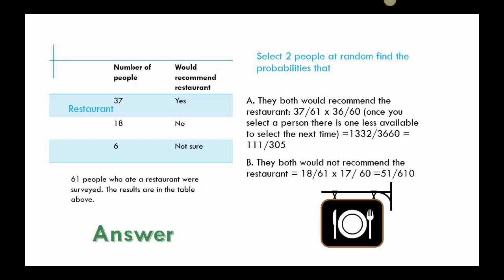For part B, they both would not recommend the restaurant. Well, there were 18 people who wouldn't out of 61. Once I pick one of those, I don't have 18, now I have 17. And then from 60 people left, it says 51 over 610.